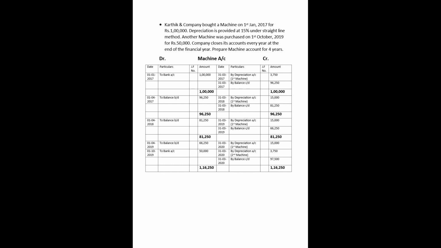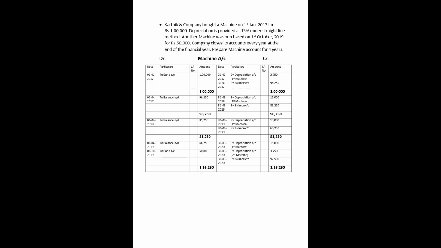And now calculate the depreciation for the third year, and mention the balance carried on amount after balancing both debit and credit. Balance carried on amount should be shown as balance brought on, and we have purchased the machine on 1st October 2019. So that amount also needs to be mentioned to bank account 50,000. Now calculate the depreciation for the first machine and second machine, balance both debit and credit, and mention the balance carried on amount. So for this, the balance carried on amount 97,500 will be your answer.